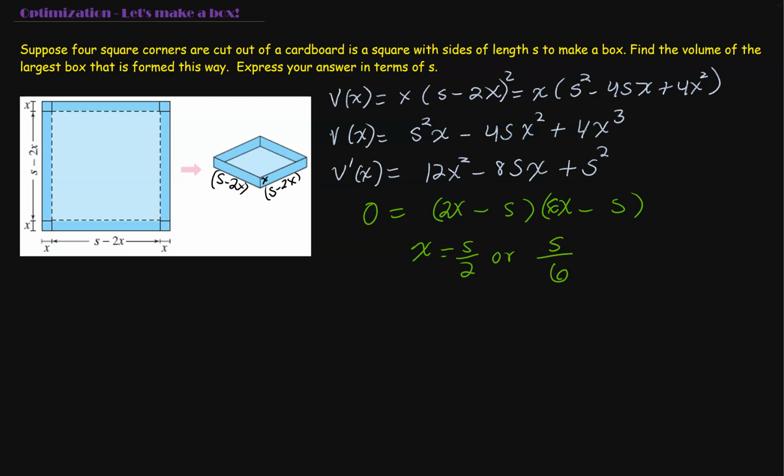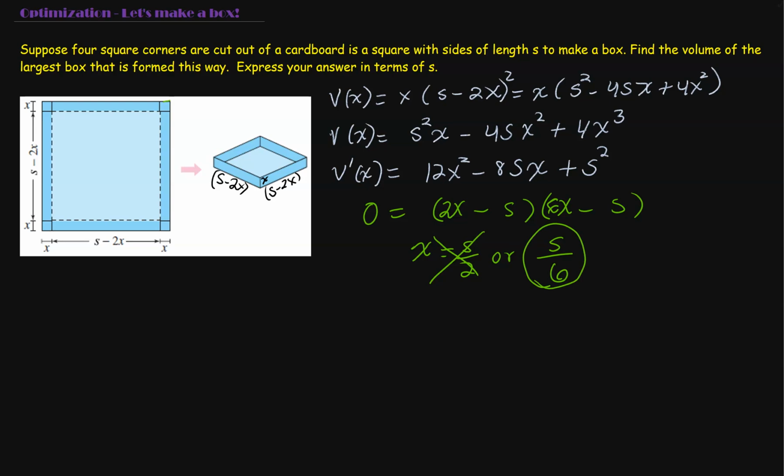Now let's justify which one of those is your answer. We cannot let x be s over 2, because if you cut half and then you cut the other half like that, you won't have a box. So that's not your answer. x will have to be s over 6.